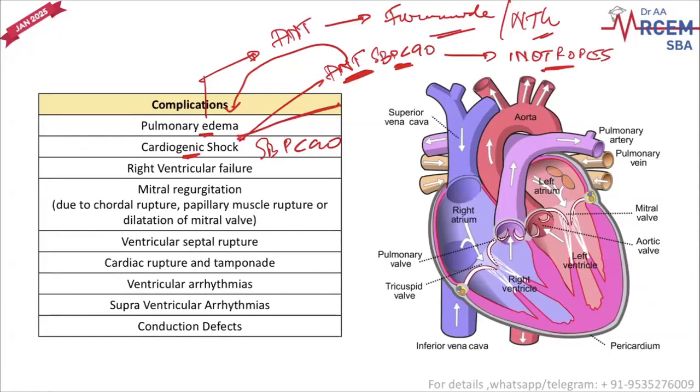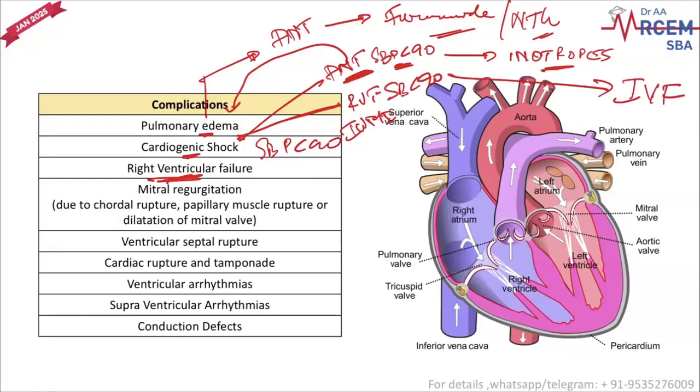The other reason for cardiogenic shock, that is the low blood pressure, is mainly because of right ventricular failure. That is nothing but inferior wall myocardial infarction. When the systolic blood pressure is less than 90 in an inferior wall myocardial infarction, give them IV fluids. That's what you need to remember.